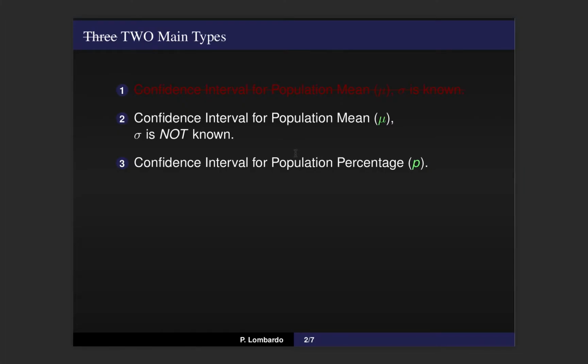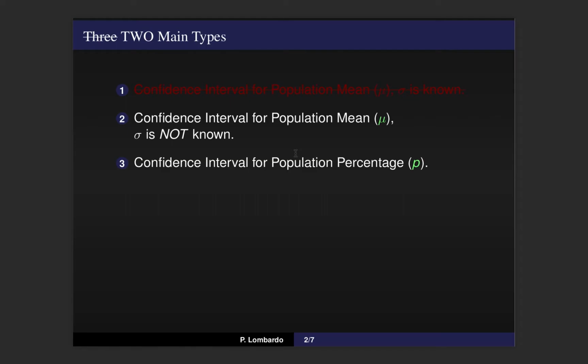Okay, let's recap. In this class, I want you to know how to do two types of confidence interval estimations. The first is for a population mean, where we do not assume that we know our population standard deviation. The second is the content that we just went over today, confidence intervals estimating a population percentage.